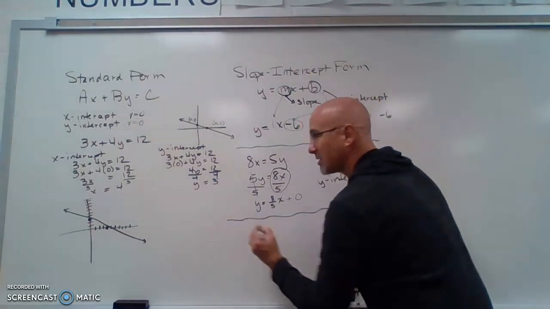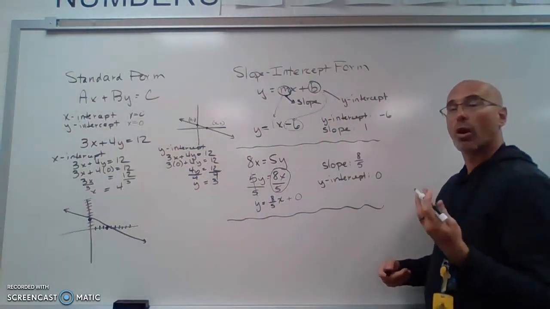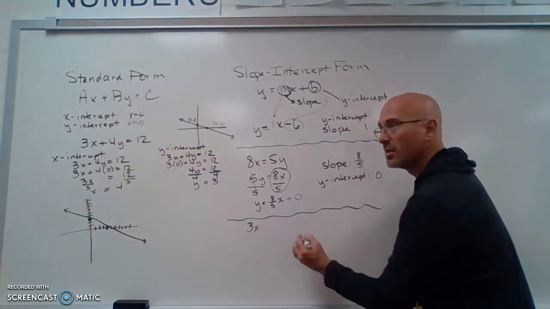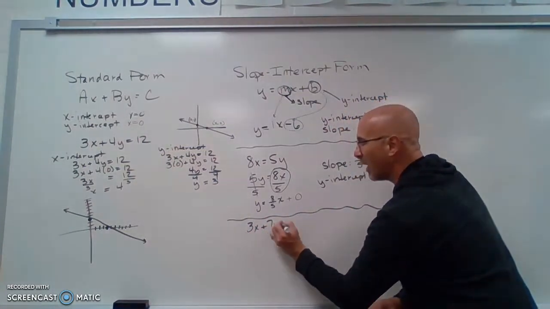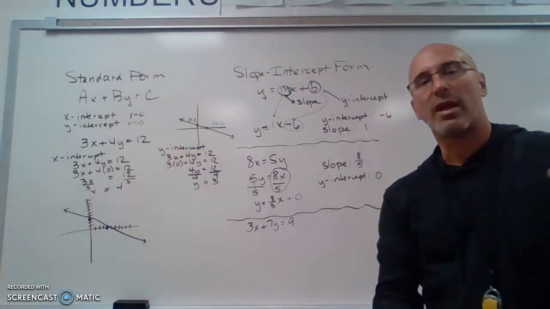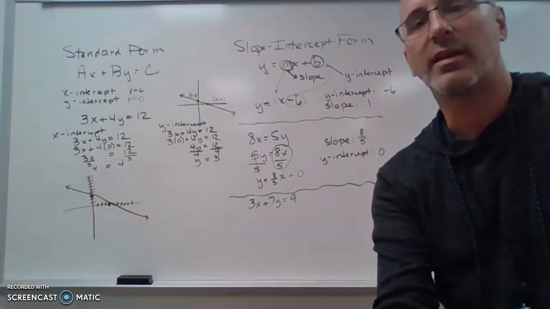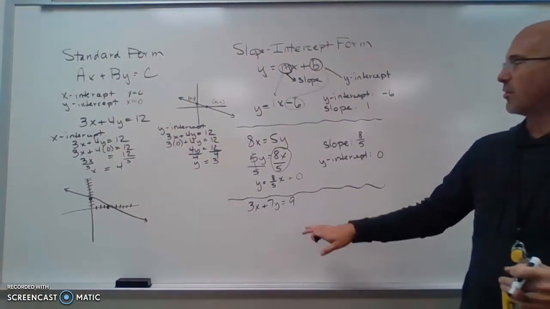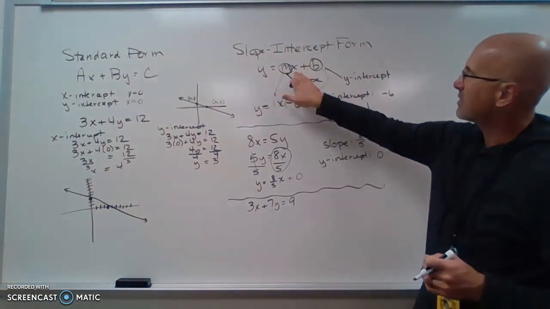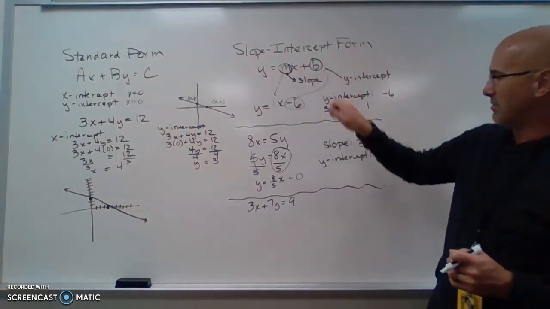And then finally, let's do something that's probably more complicated than both of these. 3x plus 7y equals 9. Okay? 3x plus 7y equals 9. So first thing we need to do, we make sure our y's are over on the left, the x's are over on the right, plus anything else, okay?